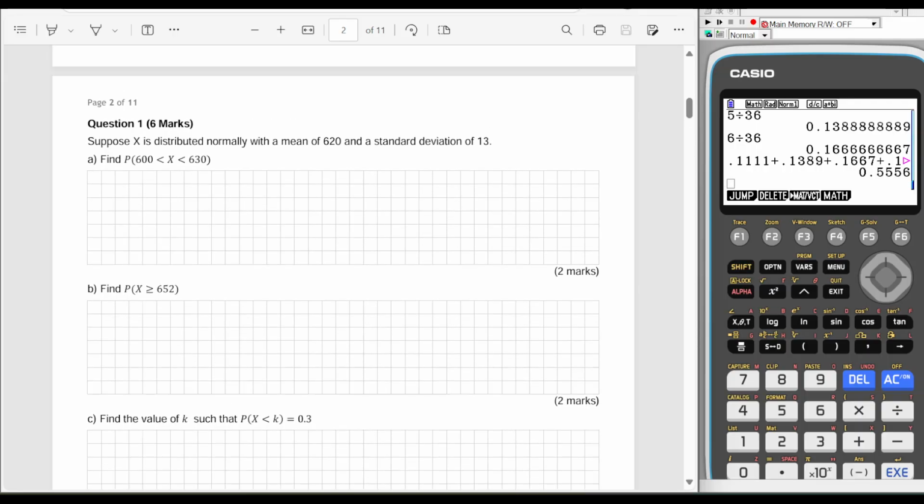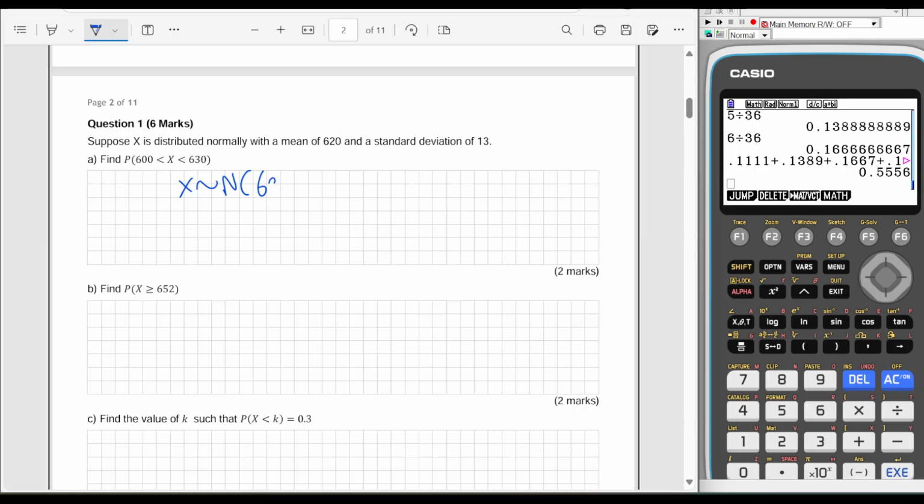So we've got a straight up normal distribution question. They haven't said what X is in the context of the real world, but you should still pop this line in: X ~ N(620, 13²). Remember, this is a real life question. You've got to have that line, let X be whatever it is. So 600 < X < 630. We can roughly work out what this probability is.